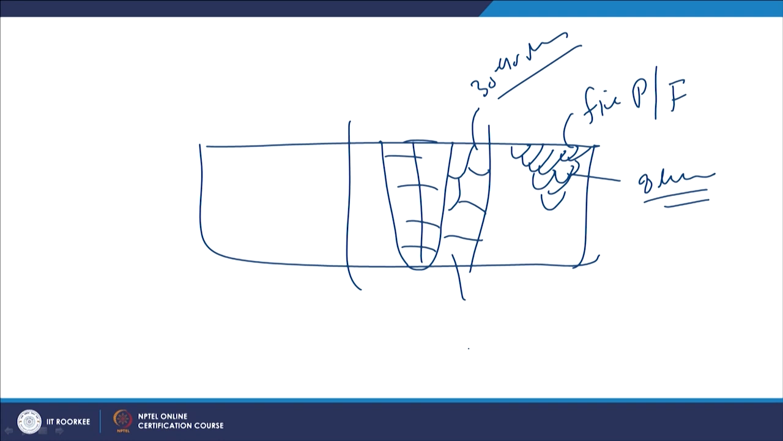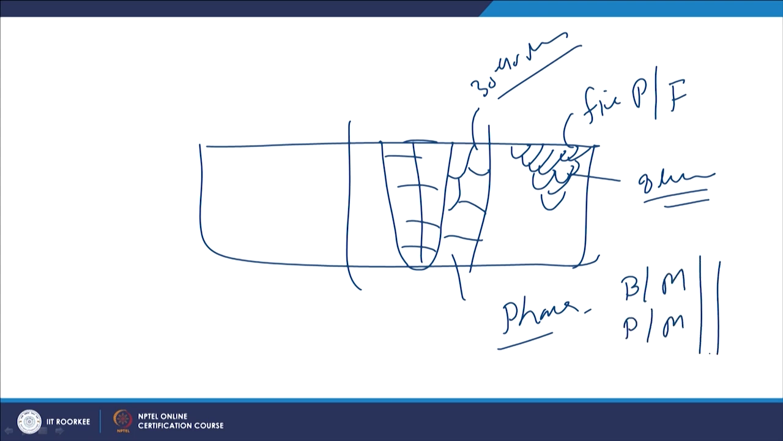But since the phases being formed are different, now we may have bainite, martensite, or a pearlite-martensite mixture. Despite having the coarser grain structure, since these phases are harder than the simple ferritic and pearlitic structures, we will be getting the greater hardness and greater strength in the heat affected zone.